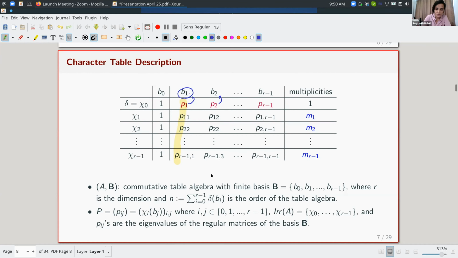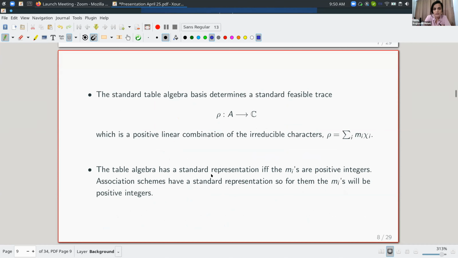We say that the standard table algebra basis determines a standard feasible trace row that is denoted by this function, which is a positive linear combination of irreducible characters. Then a table algebra has a standard representation if and only if the multiplicities that appear in this relation are positive integers. Since association schemes have the standard representation, for them these multiplicities must be positive integers. So these are the facts that we use in our proof.